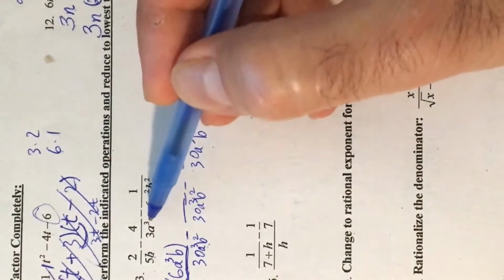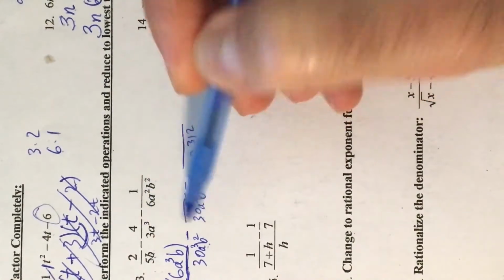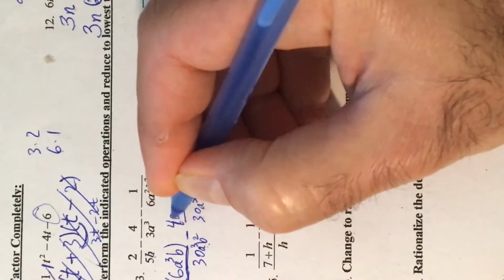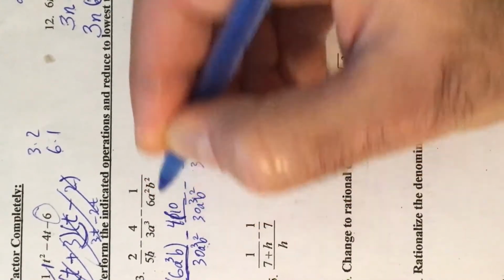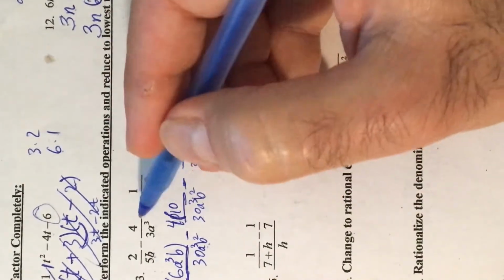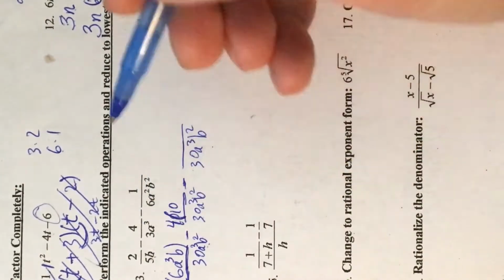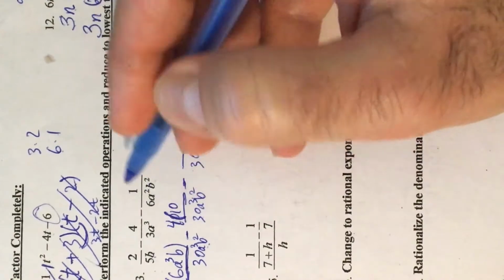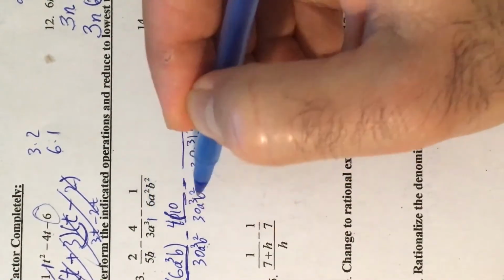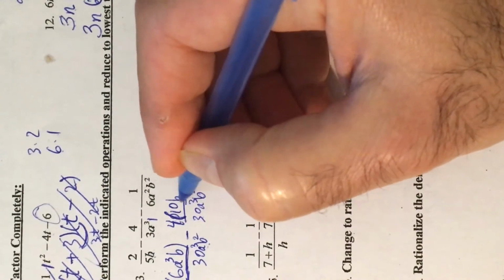Now, next, what do I multiply 3 by to get 30? That would be a 10. Oh, sorry. That's 4 times 10. I put it in parentheses. And then what do I multiply a cubed to get a cubed? Nothing, it's just a 1, so forget about that. And I don't have a b squared, so what do I multiply 1 to get a b squared? It has to be a b squared.